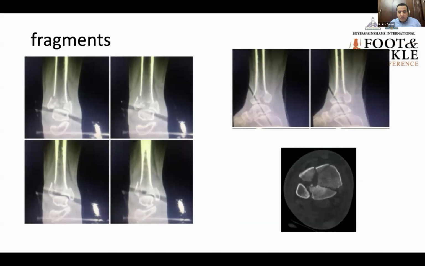We have a low incidence of infection. Yes, we have very low incidence of infection if we have done this during the first 7 to 14 days.